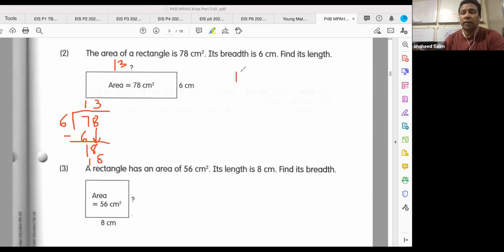So now take 13 times 6. That's the way to check. Length times breadth equals area. Length 13 times breadth 6 equals 78. 3 times 6, 18. 1 times 6, 6 plus 1, 7. 78.